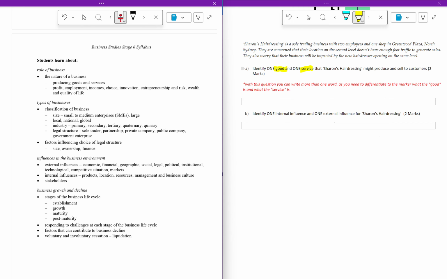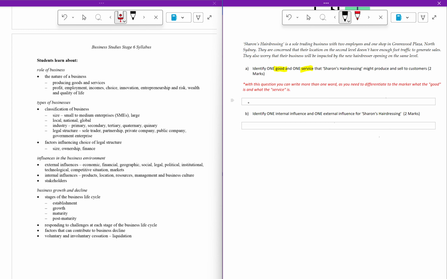So in this one, good and service, we need to find out what the good is in Sharon's hairdressing and what a good is, what a service is. So the other thing about this is it's not just a single word answer, because we need to differentiate between what is a good and what is a service for the marker. So when we answer this, I look at this and I think, well, a good is something physical that the business will sell, and tangible. So the thing that I think for hairdressing is, well, probably shampoo.